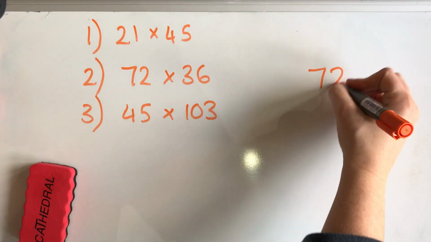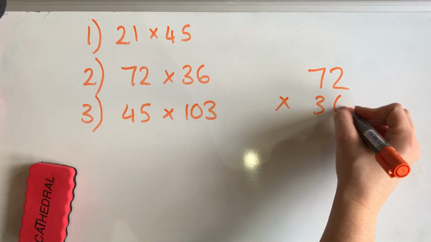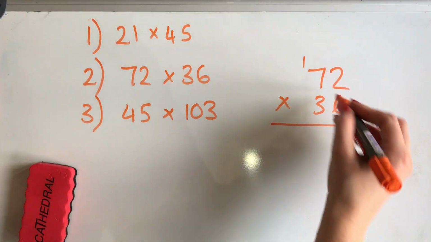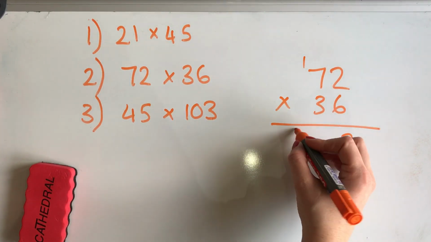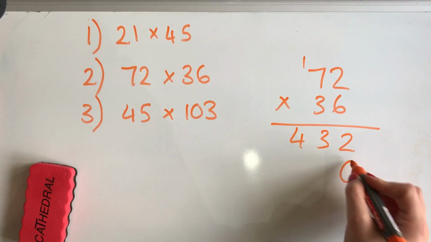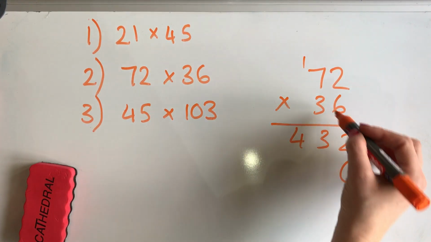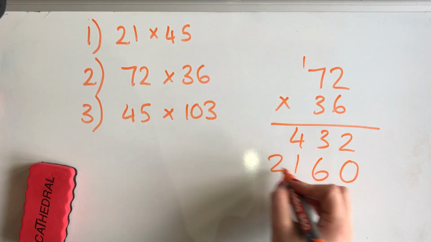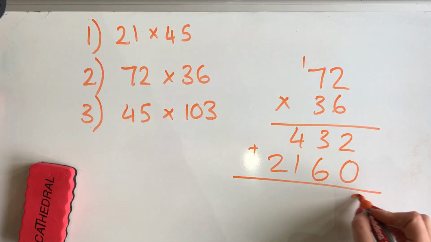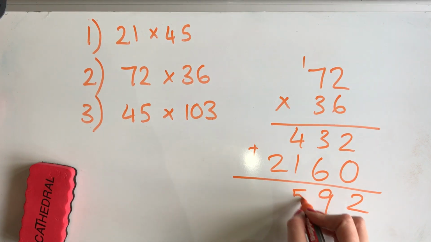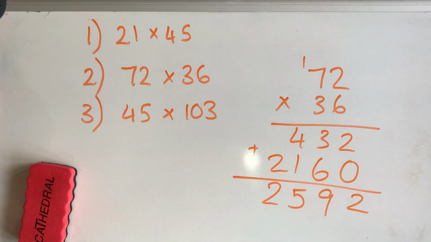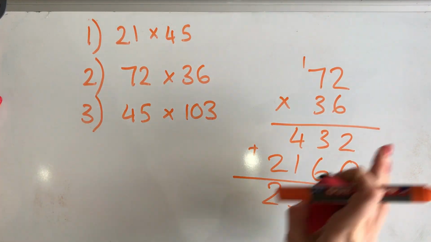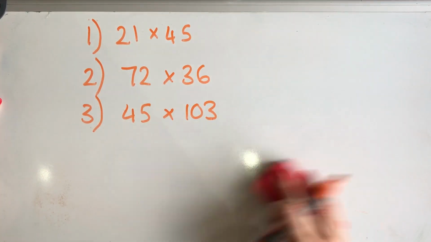Next one, 72 multiplied by 36. 6 multiplied by 2 is 12, carry the 1. 6 multiplied by 7 is 42, so that's 43. Put my 0 in. 3 multiplied by 2 is 6. 3 multiplied by 7 is 21. Add them together, so 2,952. So that's going to be 2,592 as your answer for number 2.